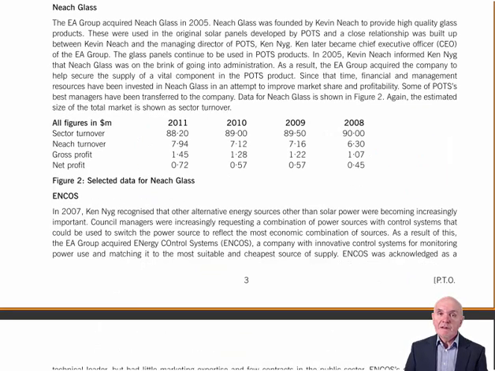So let's look at the second company in the group, Nich. The EA Group acquired Nich in 2005. Nich was founded by Kevin to provide high quality glass products. These were used in the original solar panels developed by Potts. That's got original solar panels in there. I wonder if it's still being used, but anyway. A close relationship was built up between Kevin and the managing director of Potts, Ken. Ken later became the CEO of the EA Group. The glass panels continued to be used by Potts in its products.